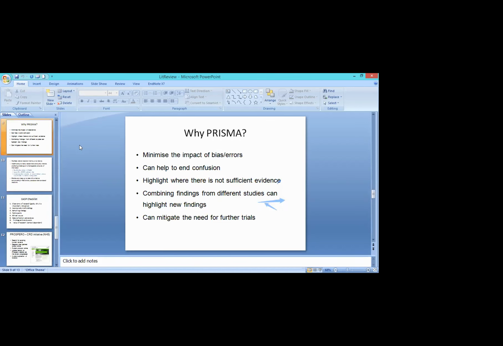Why PRISMA? Right. Why PRISMA? Because it minimizes bias errors, can help to end confusion, and highlight where there is not sufficient evidence. Combining findings from different studies can highlight new findings and can mitigate the need for further trials.